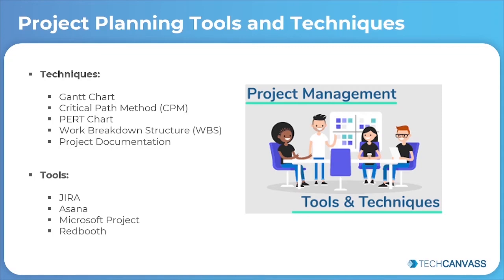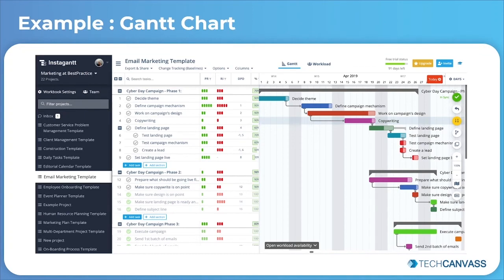On your screen, you can see a few tools mentioned like Jira, Asana, Microsoft Project, and Redbooth. These are the tools which we use on a daily basis in project management. Moving on to a few examples of the planning and scheduling tools and techniques. The first one here is Gantt chart. This is how a Gantt chart looks like, with the details of the tasks and the timings.